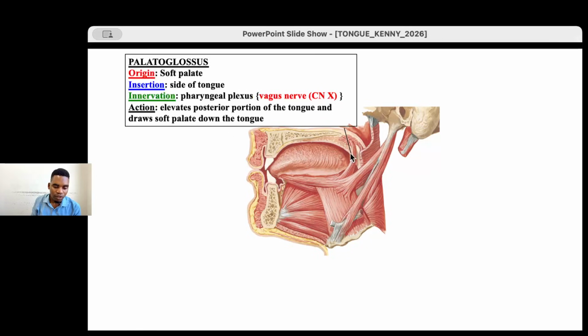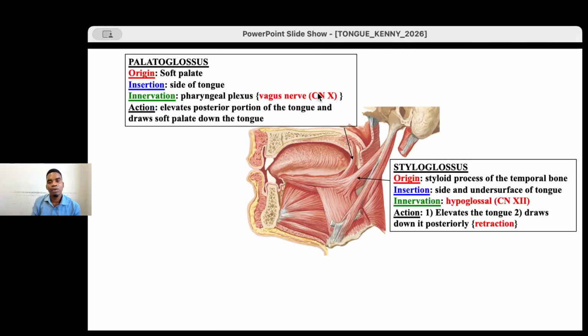What's the origin of the palatoglossus? It is going to come from the soft palate here, and it is going to insert on the side of the tongue. Now, what is the action of this muscle? When this muscle contracts, it's going to pull the tongue superior and posterior. What's the innervation of this muscle? All muscles are supplied by the hypoglossal nerve, with the exception of palatoglossus.